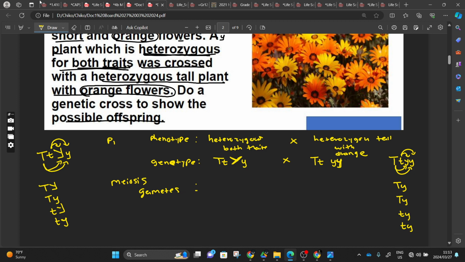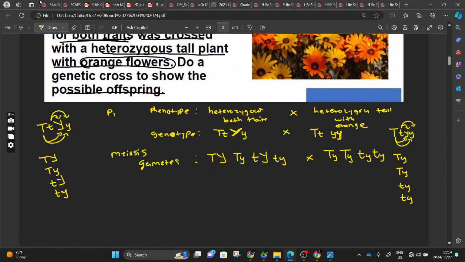Then you write the gametes, this side it's capital T capital Y, and then capital T small y, and then small t capital Y. Then small t small y. Was crossed with capital T, small y, and then T small y. Yeah, I'll write the small letter y here at the bottom.